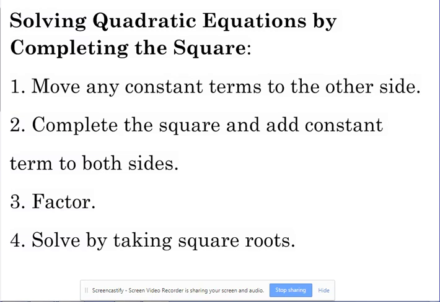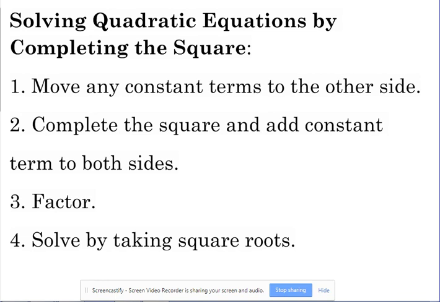The difference is that yesterday we didn't have a constant term whatsoever. They just had a blank space there. We were trying to figure out what the constant term was. Well, now we're dealing with an equation, so they're not just going to have a blank space there. So if there are any constant terms, you've got to move them to the other side.